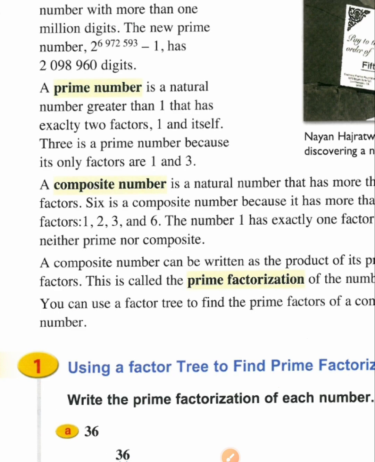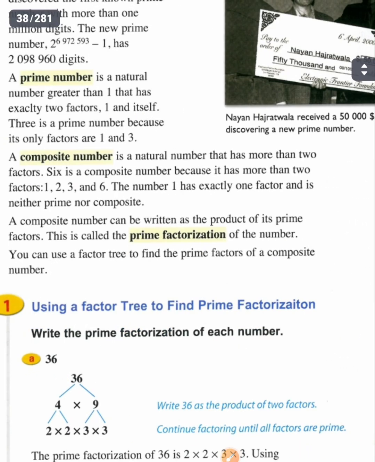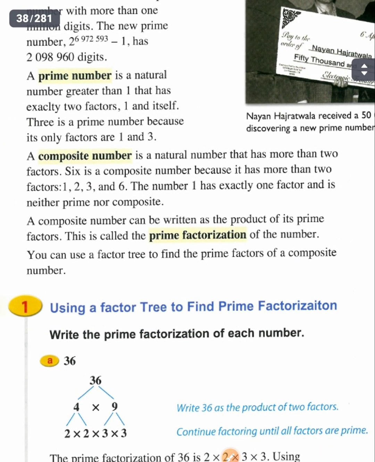So remember, a prime number is a natural number greater than 1 that has exactly two factors, 1 and itself. After that, we have a composite number. What does composite number mean? A composite number is a natural number that has more than two factors. For example, 6 is a composite number because it has more than two factors. Its factors are 1, 2, 3, and 6. And be careful, the number 1 has exactly one factor, and this number 1 is neither prime nor composite, okay?